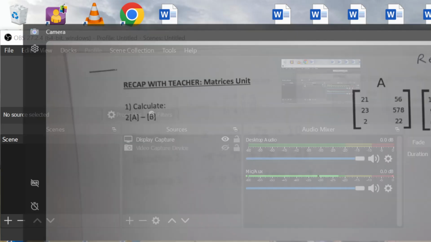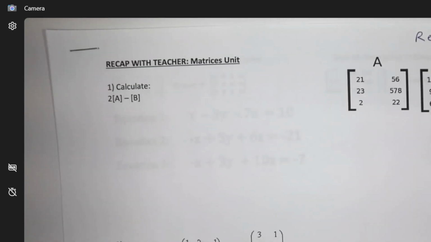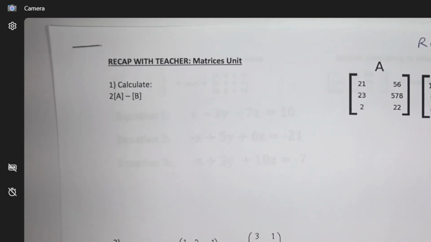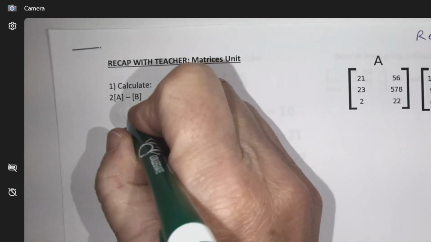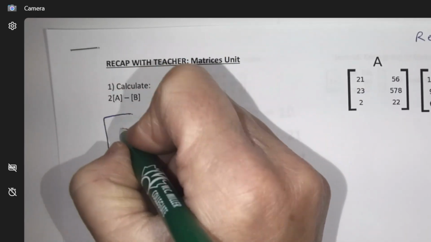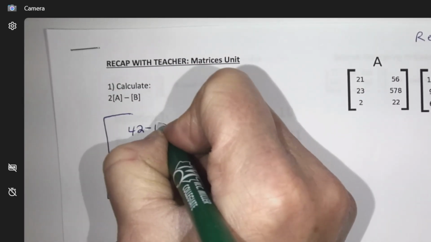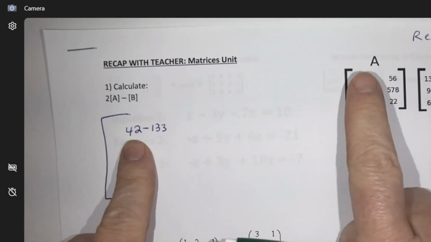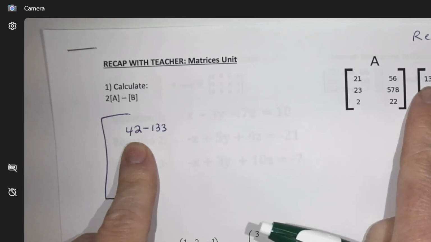Okay, matrices test. My word of advice is to go slow and steady because there's so much room for small mistakes, okay? So 2A minus B is the first question. I'm going to write it like this. So 2 of these, so that's 42 minus 133. So that's what I did, 2 of that minus that.